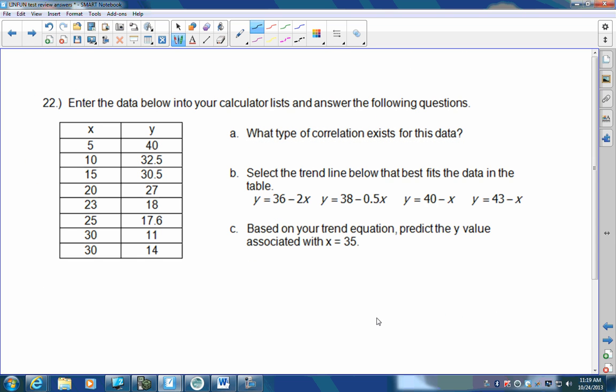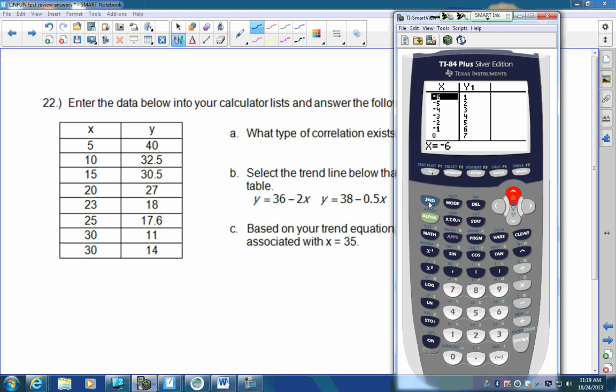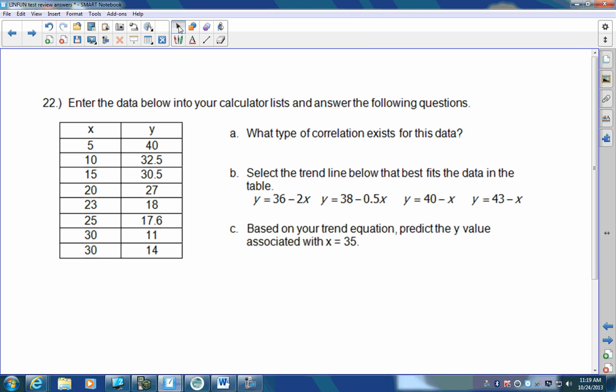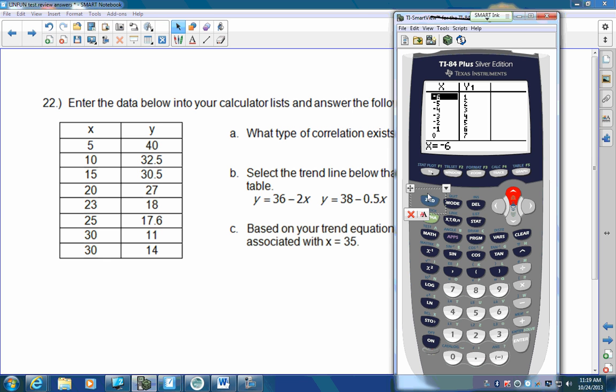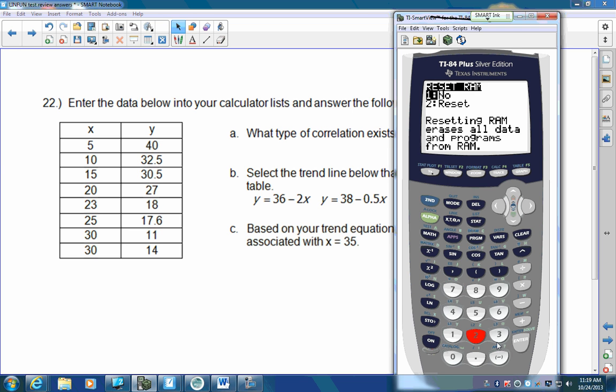All right, number 22. It wants us, we have to put this in our calculator. So let's pull that bad boy up. And let me clear the memory. Second plus sign, 712. To clear your memory, I'm going to go to Stat and Enter. And I'm going to put my points into L1 and L2.